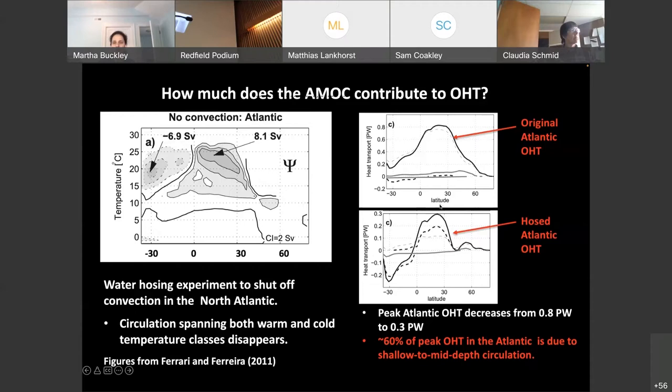So if we just compare the peak ocean heat transport between these two simulations, the top one is the control simulation, which has the deep overturning, or the surface to mid-depth overturning, in the Atlantic, and the one on the bottom is the perturbation experiment. So the peak ocean heat transport decreases from 0.8 petawatts to 0.3 petawatts. So that implies that about 60% of the ocean heat transport in the Atlantic can be attributed to this shallow to thermocline to mid-depth circulation.